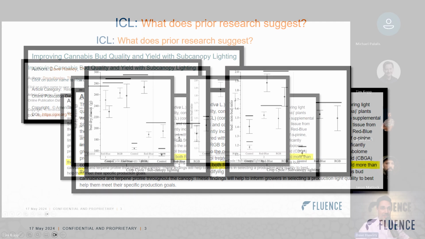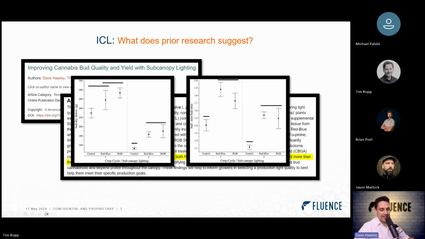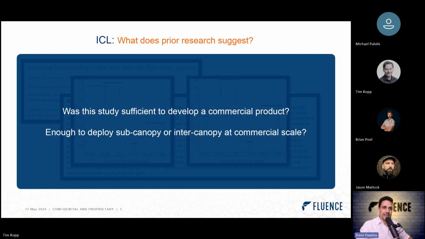So based on this, you'd say, well, great. That must mean that intercanopy or subcanopy is just best for everybody all the time. But here's the thing. I'm that same Dave Hawley, by the way, so I'm not picking on anybody here other than me. If that study was done in 2018, why did we not just commercialize a product to do this back then? And the truth is, because the reality is that one study is only one study.